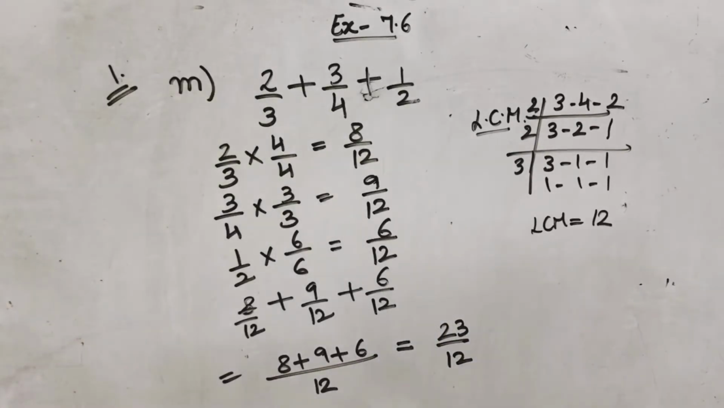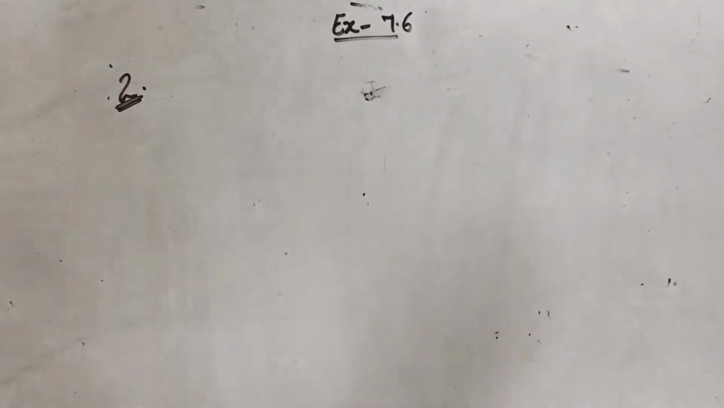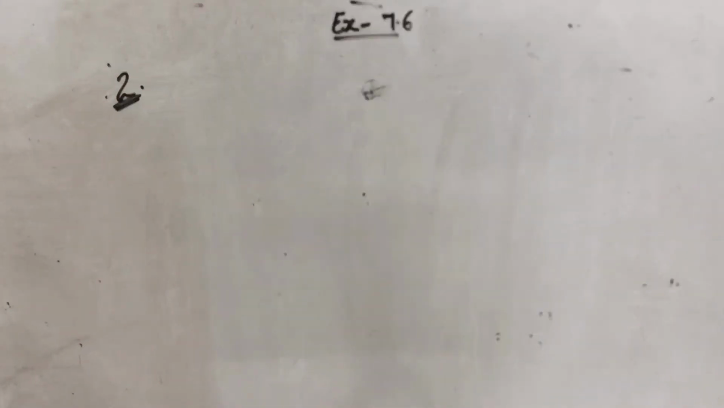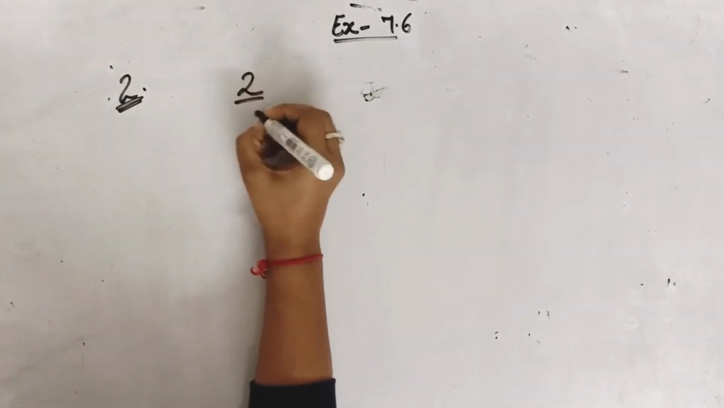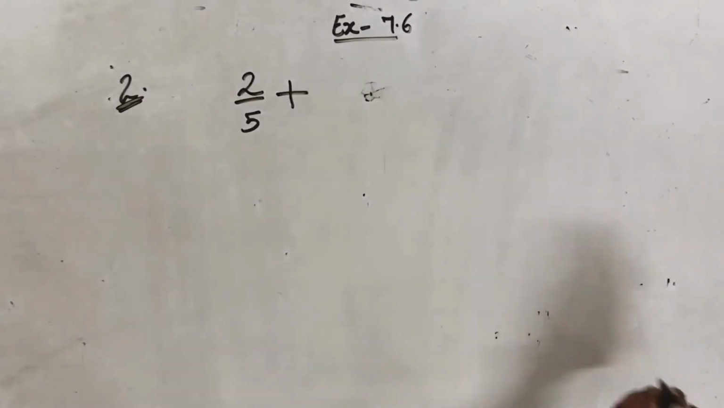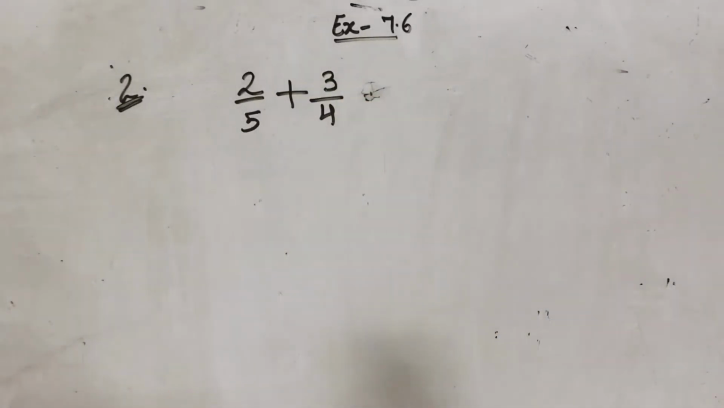23 by 12. Second question. Sarita bought 2 by 5 meter of ribbon. Lalita bought 3 by 4 meter of ribbon. What was the total length? 2 by 5 plus 3 by 4. You have to add both the fractions.